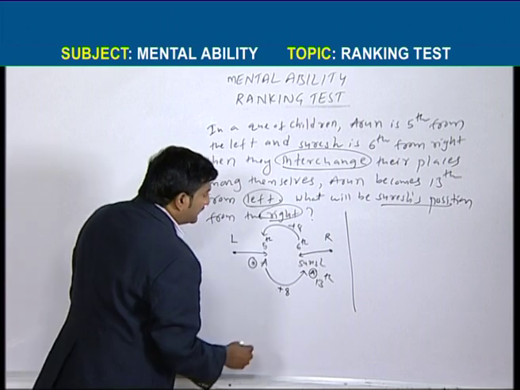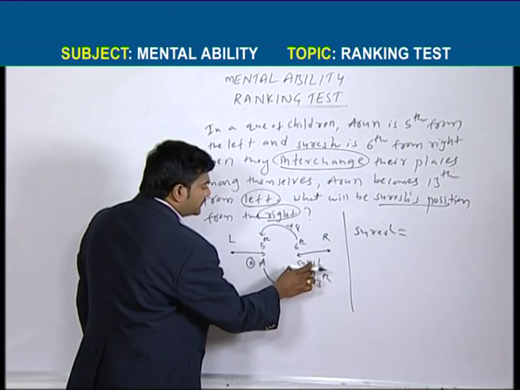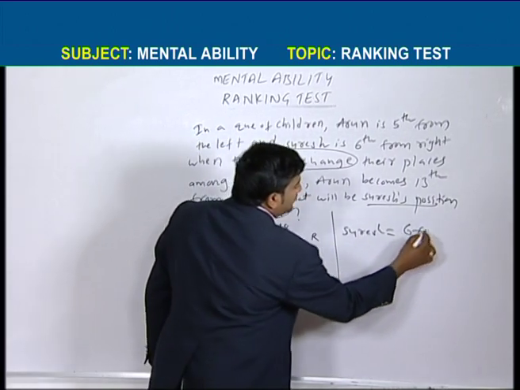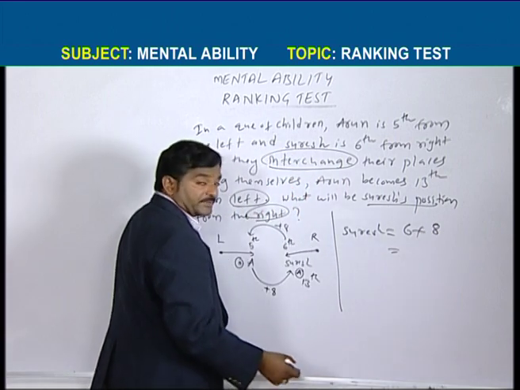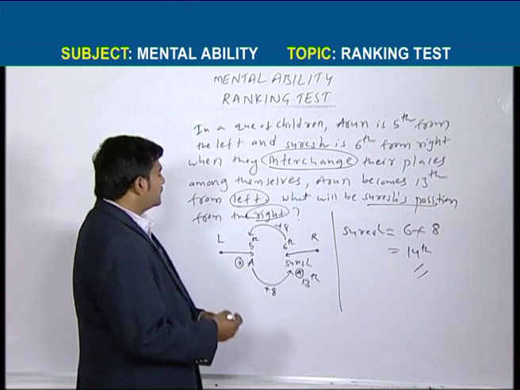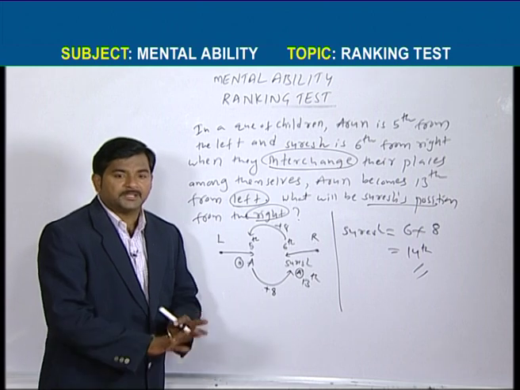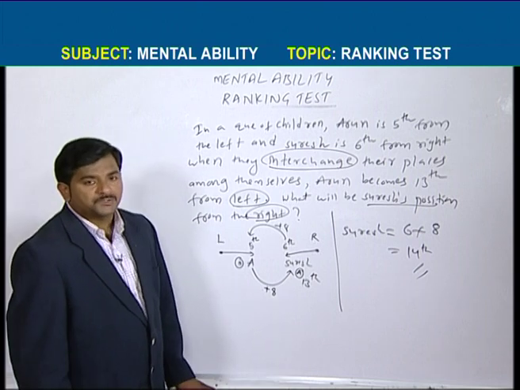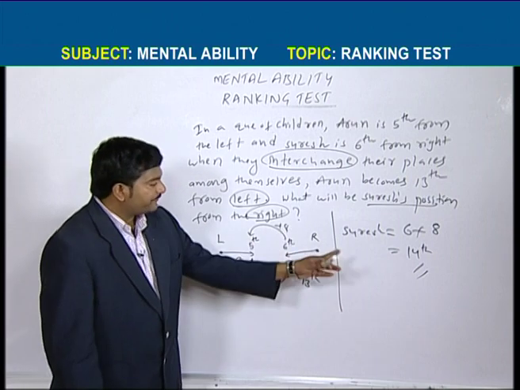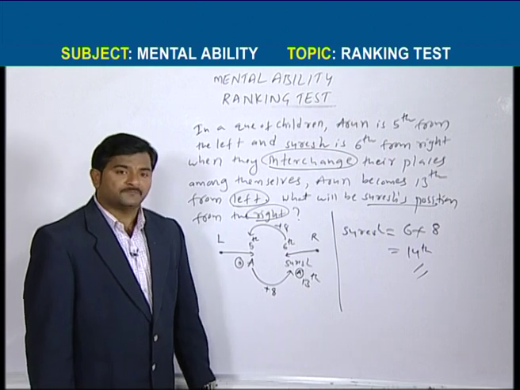Earlier, what is Suresh's position? 6th position. Now, how many steps did he move? 8 steps he moved. Okay, 6 plus 8. What can we say? Therefore, Suresh's position from the right is in which position? 14th position. He doesn't want to find the total number of objects. He wants to find out Suresh's position from right. Therefore, Suresh occupies the 14th position from right side.